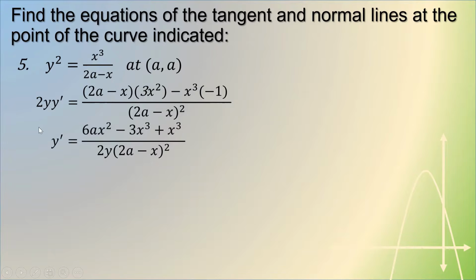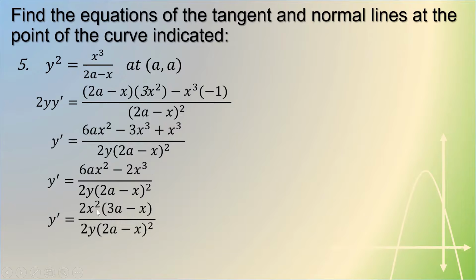And then transferring 2y from left to right by division. So, magiging denominator siya dito. And then, distributing 3x squared sa ating dalawang terms. So, that is 6ax squared minus 3x cubed. And then, multiplying both negatives, that is positive x cubed. And then, combining like terms, negative 3x cubed plus x cubed is equal to negative 2x cubed.